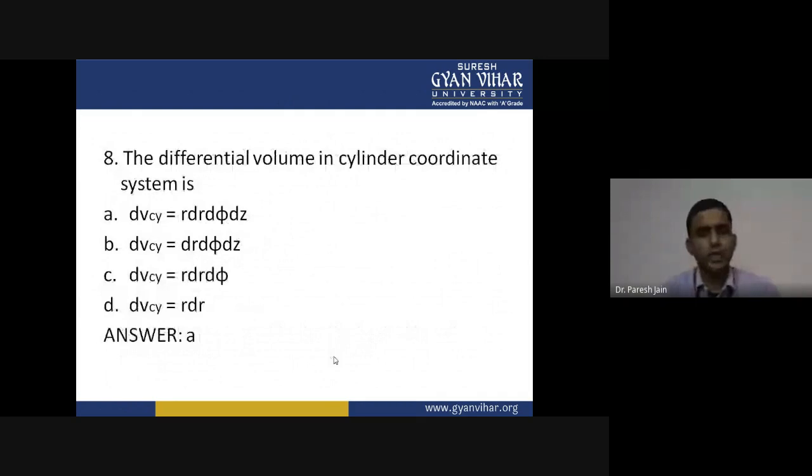The differential volume in the cylindrical coordinate system is given by, we know that the volume is the product of the three quantities in the cylindrical coordinate system. So the correct answer is rho, d rho, d phi, dz.